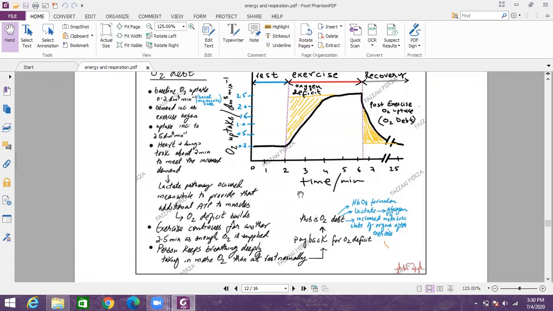From 0 to 2 minutes, the individual is at rest. From 2 minutes to 6.5 minutes, the person was performing the physical activity, which is exercise. And eventually, after 6.5 minutes to the 25th minute, the person was in the recovery or post-exercise phase.